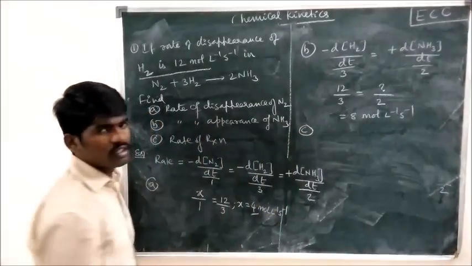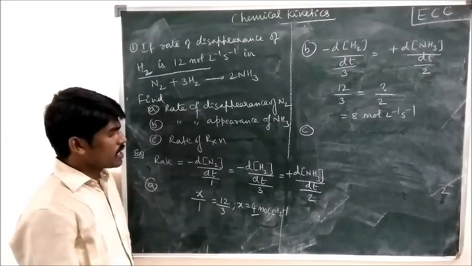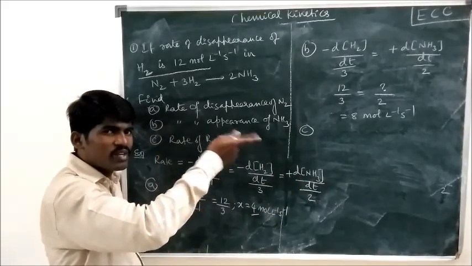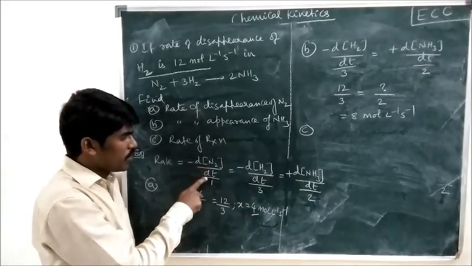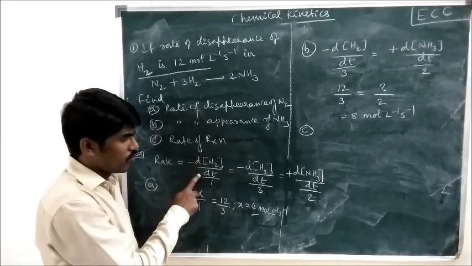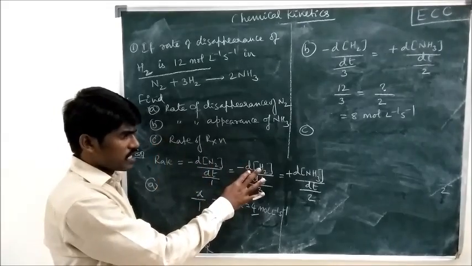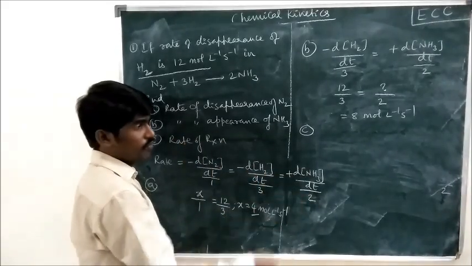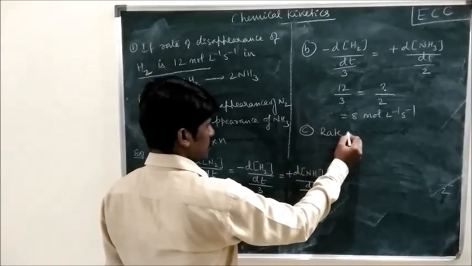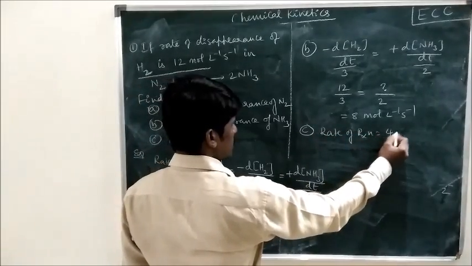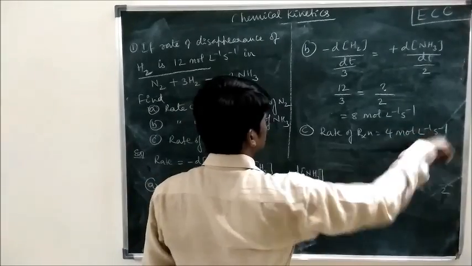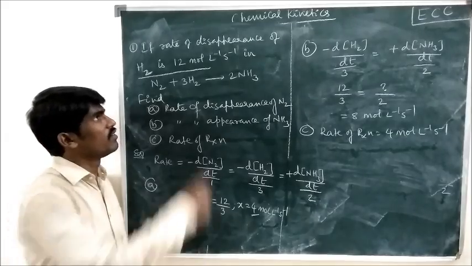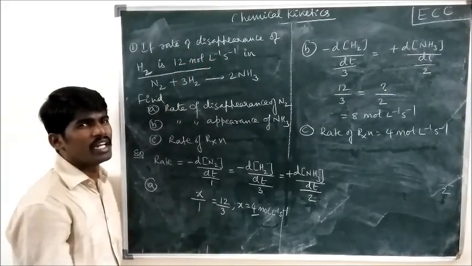Now we will calculate the rate of reaction. How do you calculate the rate of reaction? Rate of reaction means with respect to all reagents, both reactants as well as products. dN2 by dt, how much did we get? 4. 4 upon 1, it will be equal to 4. With respect to hydrogen, 12 by 3, it is 4. With respect to ammonia, 8 by 2, so 4. So the overall rate of reaction is 4 mole liter inverse second inverse. This is the way to calculate if they have given the rate of disappearance of any of the reactants.